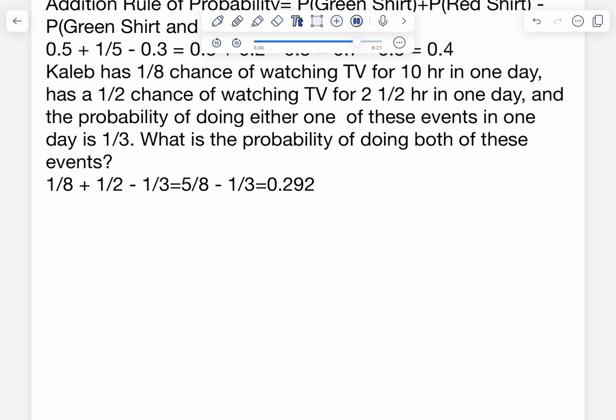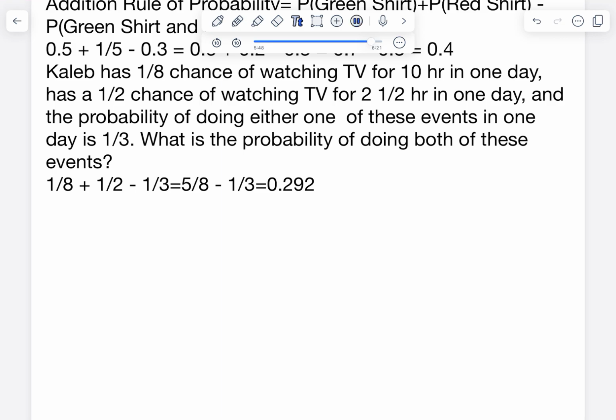So 1/8 plus 1/2 minus 1/3. 1/8 plus 1/2 is 5/8, because the denominator has to be the same. So for 1/2, you just have to multiply by 4 on the numerator and denominator, so that we get 4/8. So 1/8 plus 4/8 is equal to 5/8.